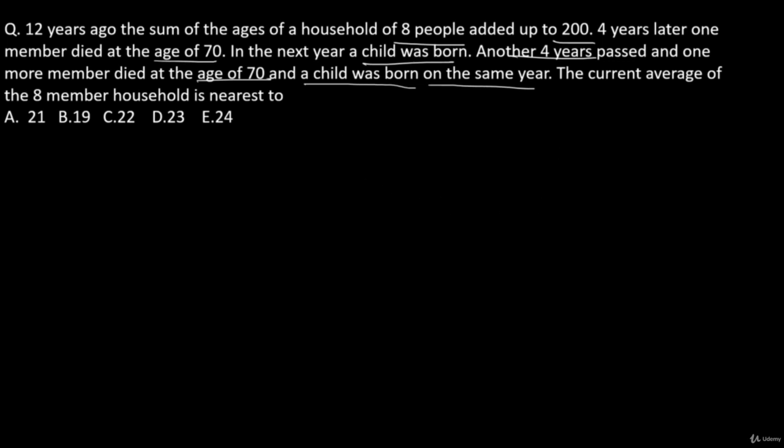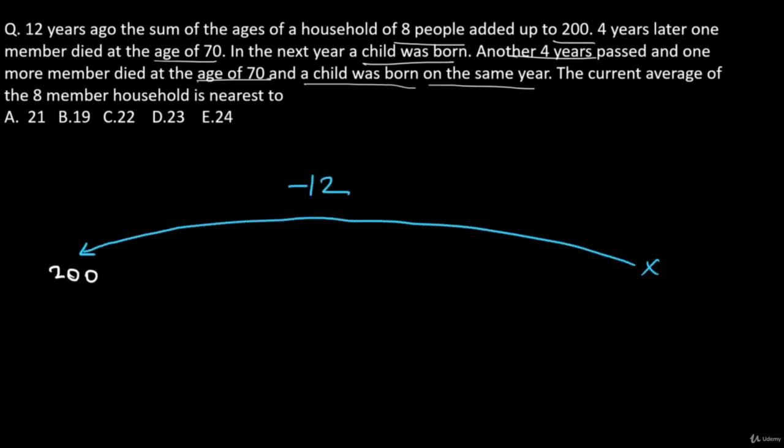Alright, pause the video, give it a try, and then let's do it together. Alright, we are back. I hope you have given it a try. Let's do it together. Now, it's given that 12 years ago, the sum of the ages was 200, right? And it's mentioned that there were 8 people in the household.